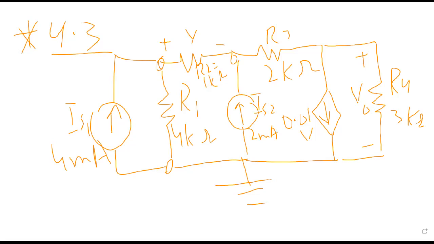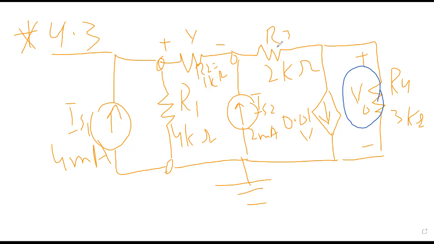Okay. So we have to use the superposition principle to find V naught in the circuit. So what basically is V naught? V naught is this one. We have to find the value of V naught for this system.